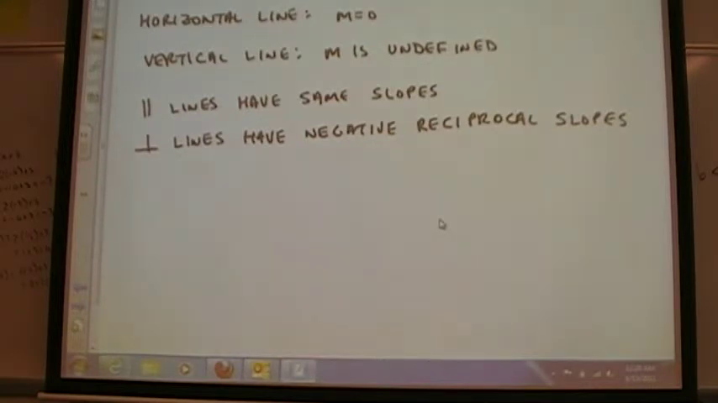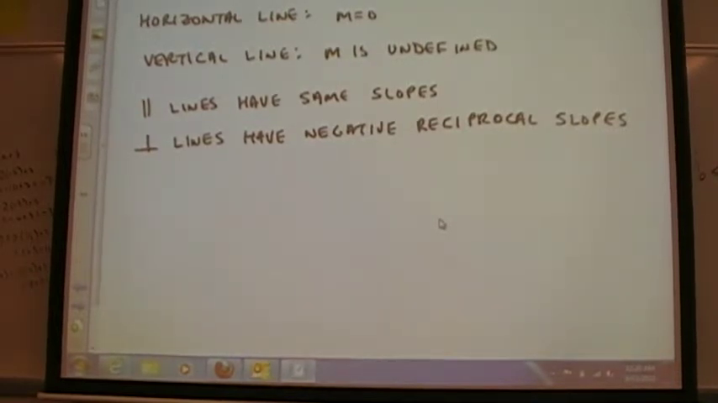Can you repeat it? Where would you get 0? If you had a vertical line and you're using your slope formula, where in that formula would you get a result of 0? What is the formula for slope? y2 minus y1 over x2 minus x1.